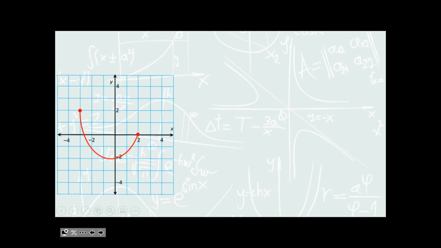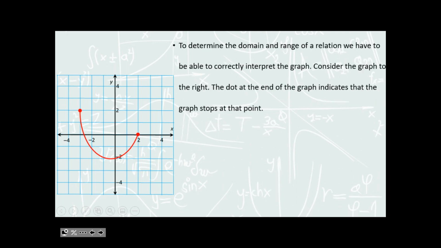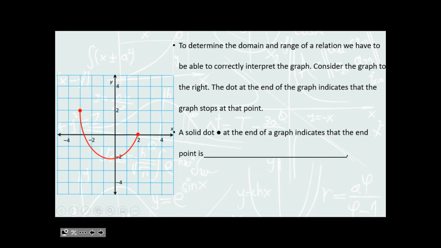Okay, just a few notes here, and then we're going to look at how I can figure out what domain and range is. To determine the domain and range of a relation, we have to be able to correctly interpret a graph. Consider the graph here. These dots are saying that the graph stops at that point.